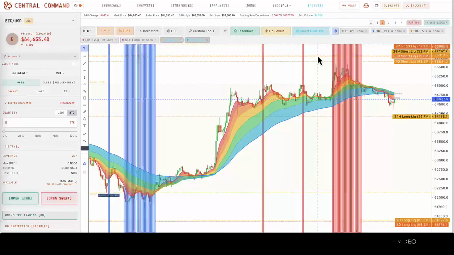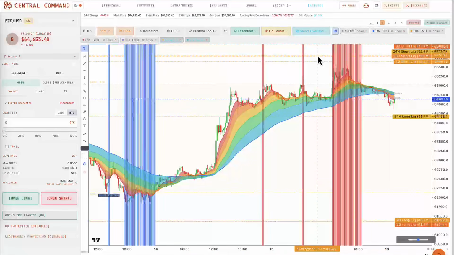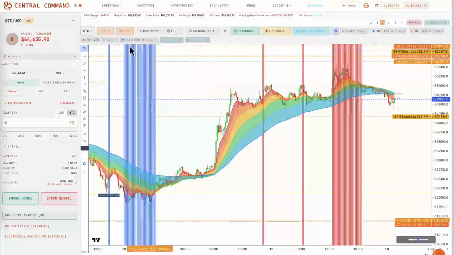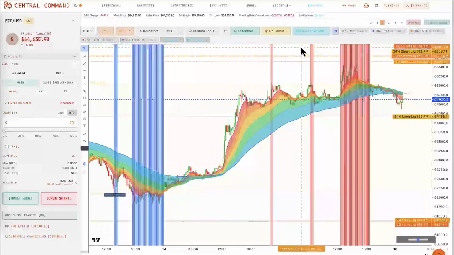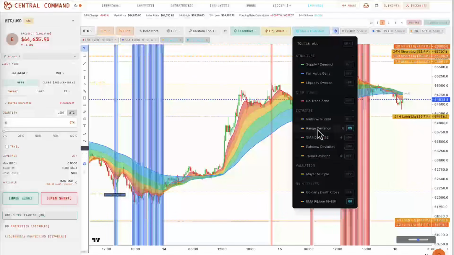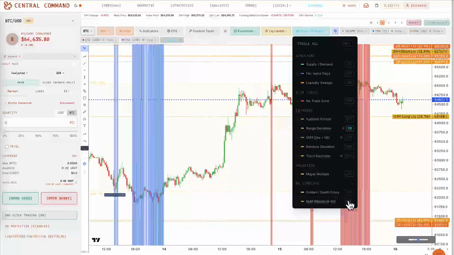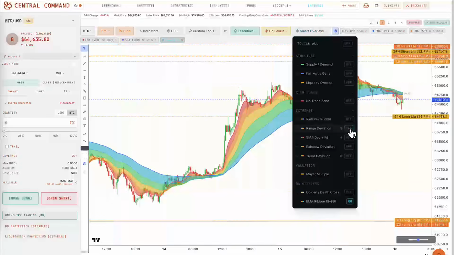Just a quick look at Bitcoin on the lower time frame on our central command trading terminal with our cheat code overlays. So you can see over here, Bitcoin 15-minute chart. We have the smart overlays, the range deviation, and the EMA ribbon. These are just one click, very simple to use.